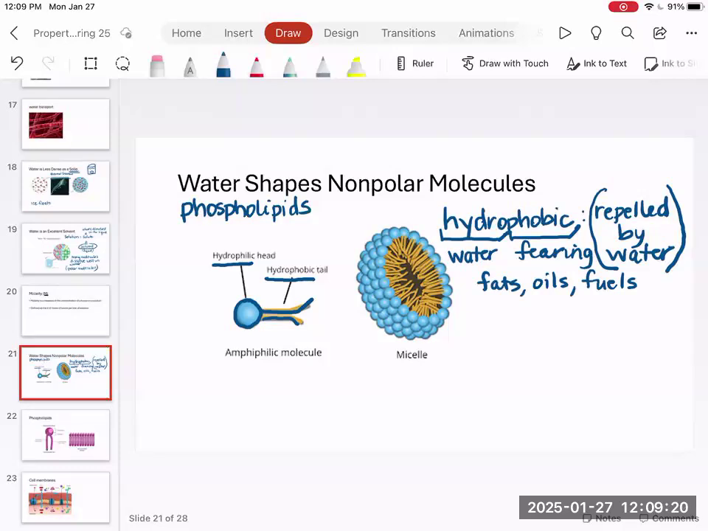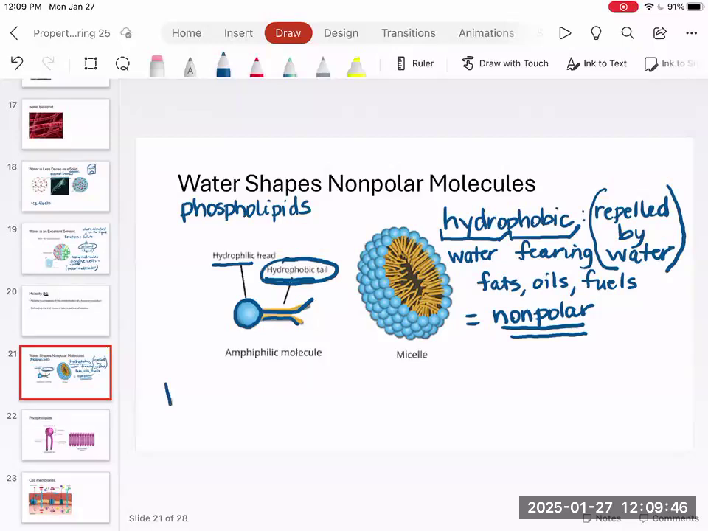Another term for hydrophobic is nonpolar. If something's nonpolar, it's also hydrophobic. Those really mean the same thing. So those are repelled by water. On this phospholipid, those tails are hydrophobic, meaning they are repelled by water. They don't mix with water. They're afraid of water. Not really afraid, but that's just the term we're using.